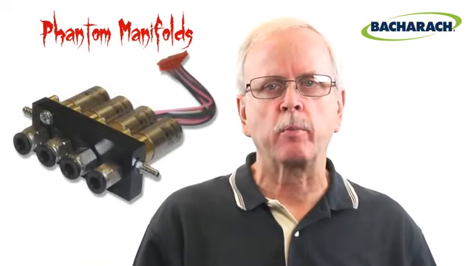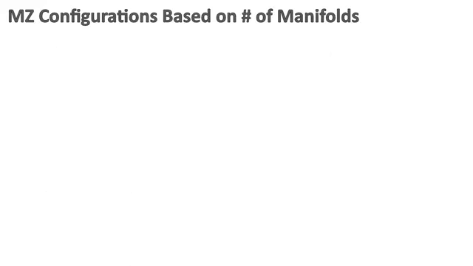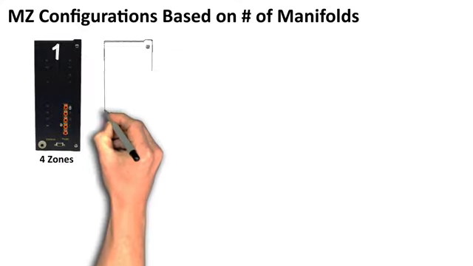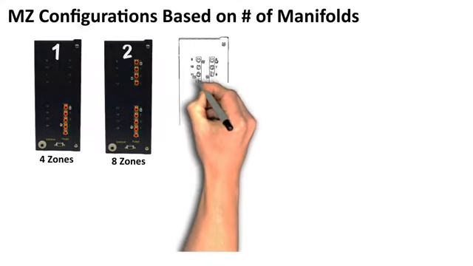Next are what I call phantom manifolds. This situation may not be the most common, but it is certainly easy to check. Depending on your application, MZs can be purchased with 1, 2, 3, or 4 manifolds, providing either 4, 8, 12, or 16 total zones to be monitored.